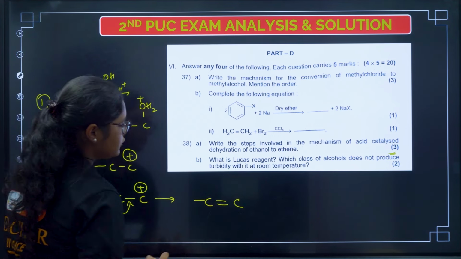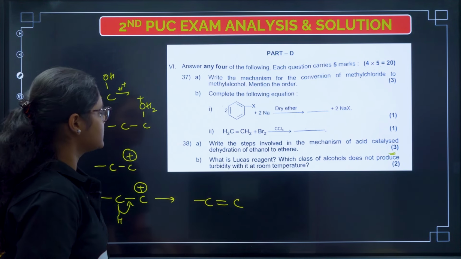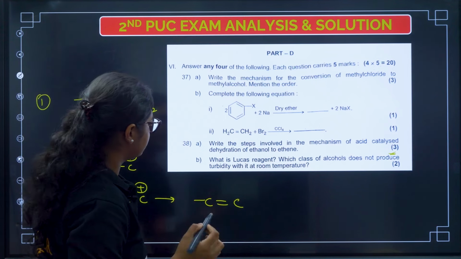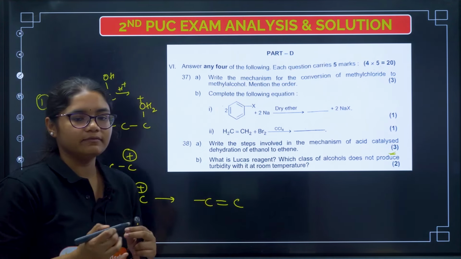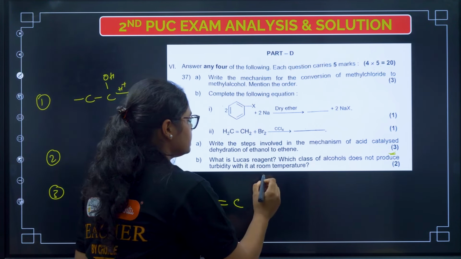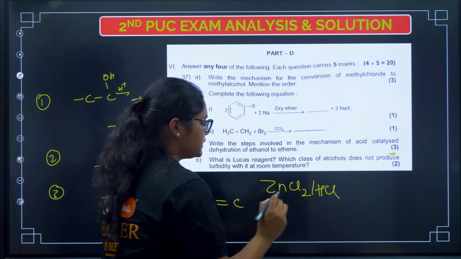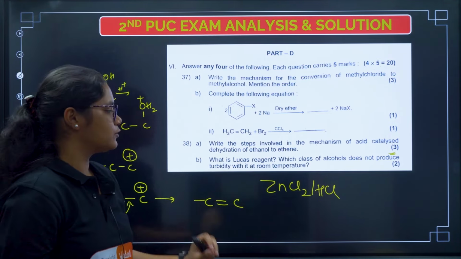Okay, you have to do it with 2 carbons because the question is asked for ethanol to ethene. Okay, next, what is Lucas reagent, and which class of alcohols does not produce turbidity with it at room temperature? So what is Lucas reagent? ZnCl2 and HCl. You have to just mention this much. Lucas reagent is ZnCl2 in presence of hydrochloric acid.